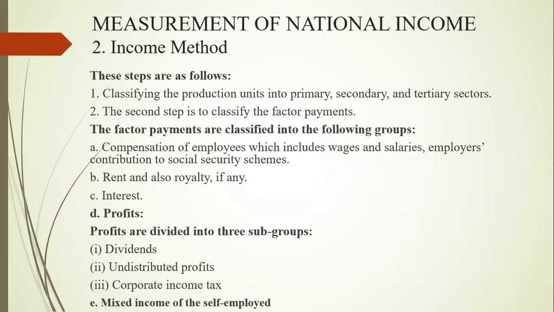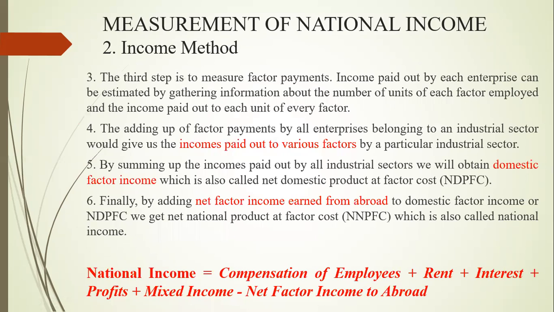Second one is rent and royalty, and then interest. Then profits, which can be further subdivided into 3 categories: dividend, undistributed profit and corporate income tax. And finally, mixed income of self-employed, because self-employed people are also generating some income from themselves. So that also we will consider when we are calculating the aggregate income of an economy.